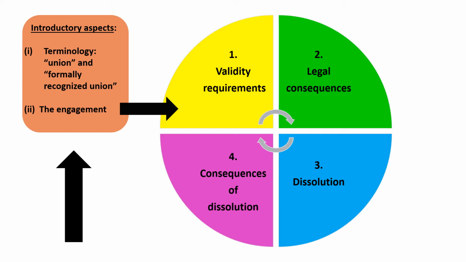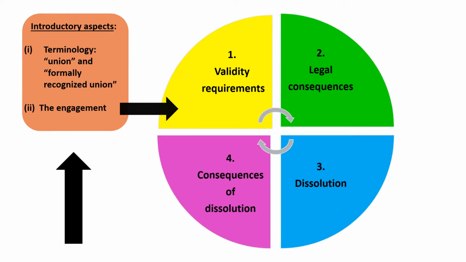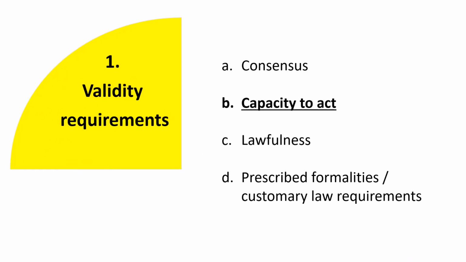I am Advocate Nachtigal. We are currently still busy with the validity requirements for the conclusion of a valid union. Can you still remember what these validity requirements are? Last week we discussed the first requirement, namely consensus. This week we will consider the second and third requirements, which are capacity to act and lawfulness. In this presentation, I will, however, only focus on the requirement of capacity to act. Please watch the second presentation of this week for a discussion of the requirement of lawfulness.